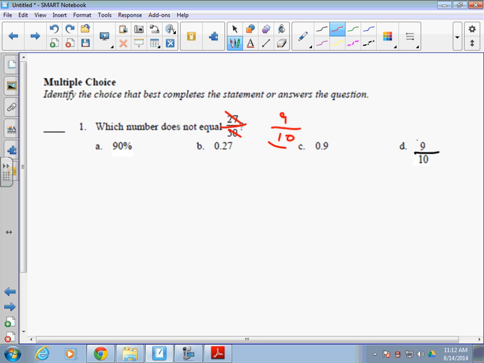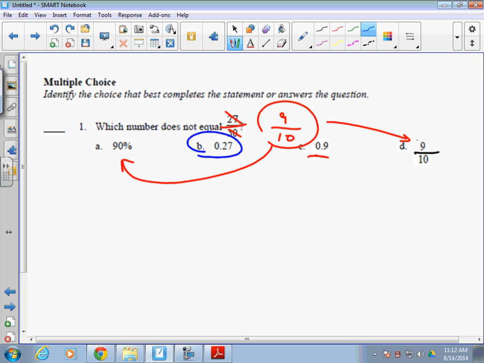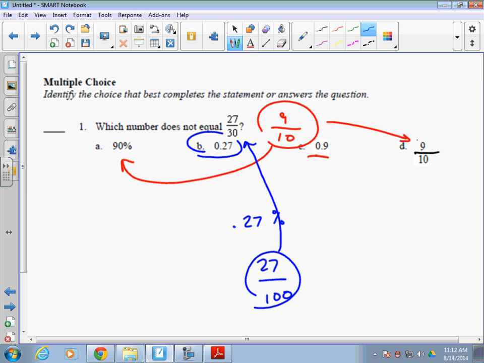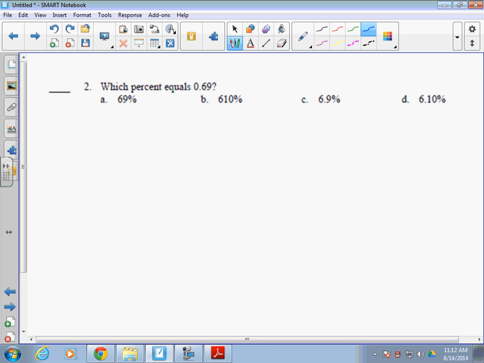We know 9 over 10 is the same thing as 90%. 0.9 is the same thing as 90%, and we just got 9 over 10. So just basically using process of elimination, 0.27 is not the right one. If you did it a different way, you could have said that 0.27 is the same thing as 27%, which is 27 over 100. You can clearly see that that's not the same thing as 27 over 30. So B, as in big boy, is the one that's not equal to it.